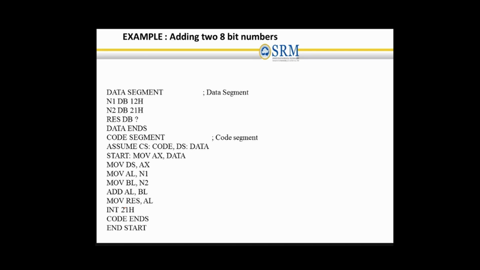In 8086, memory is divided into logical segments. Don't think that segment means physical segment. Say, for example, in our house there are different physical segments: the kitchen, the storeroom, the living room, the bedroom. So they are physically divided, right? Those are physical segments.